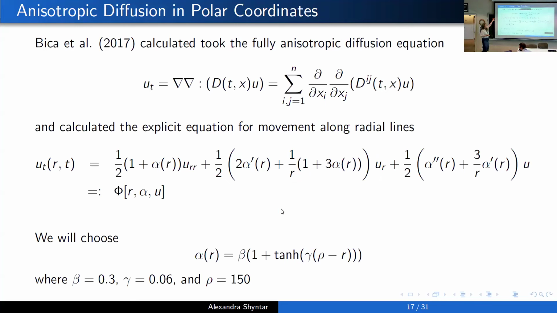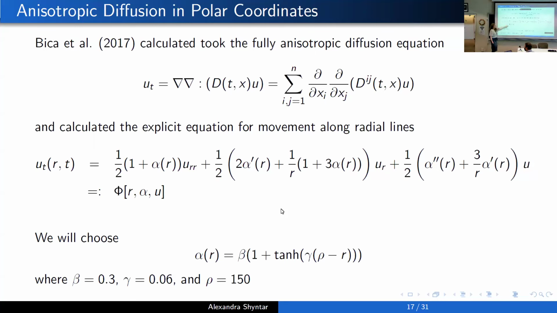So what they did is they took a fully anisotropic diffusion equation given here, and they calculated the case for the radial movement in 2 dimensions. They took a previously calculated diffusion tensor from the bimodal von Mises distribution, substituted it into this equation, and then transformed it into polar coordinates, which is given here. So this equation describes particle movement along radial lines.